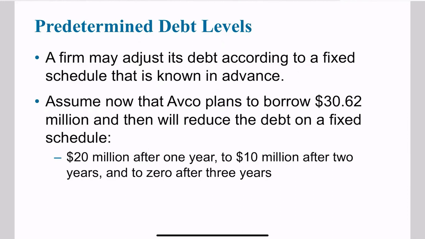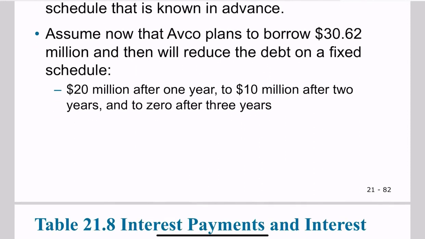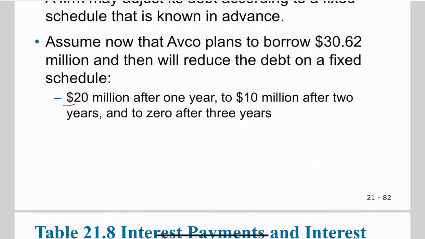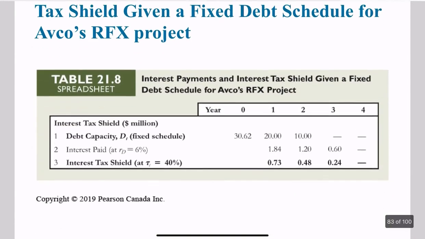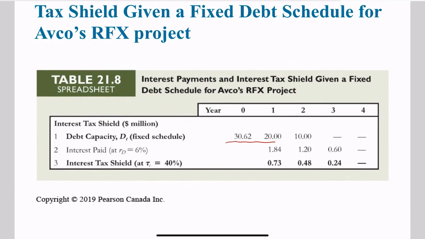Now let's see the, again, Avco example. Let's say the firm Avco plans to borrow $30.62 million, and then it will reduce the debt on the following fixed schedule. You will know the debt levels in advance, so there are no uncertainties. The schedule works like this: it will have $20 million after 1 year, $10 million after 2 years, and 0 after 3 years. So this is the fixed debt schedule, right?